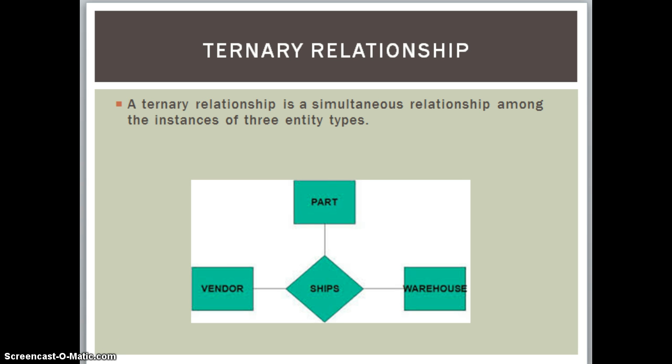A ternary relationship is a simultaneous relationship among the instances of three entity types. Here we can see the three different entity types being vendor, part, and warehouse. A vendor will ship her parts to the warehouse to be stored.